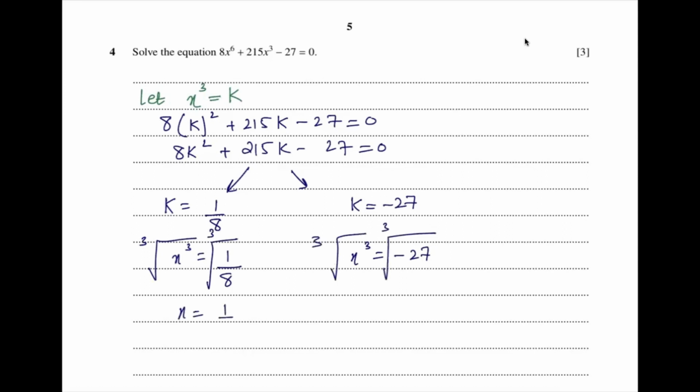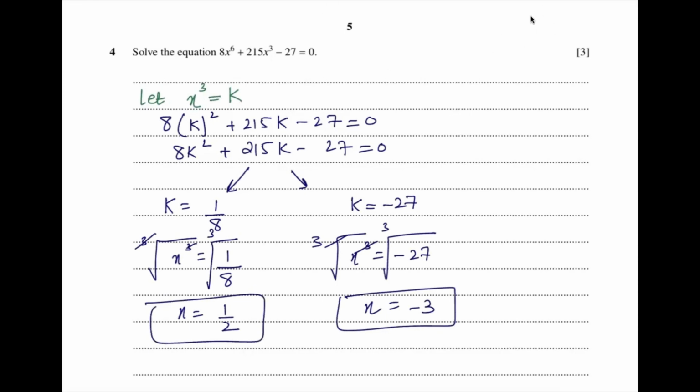x comes out to be 1 upon 2, and x comes out to be equal to the cube root of negative 27, which is negative 3. So these are the two values for x as the solution for this equation.